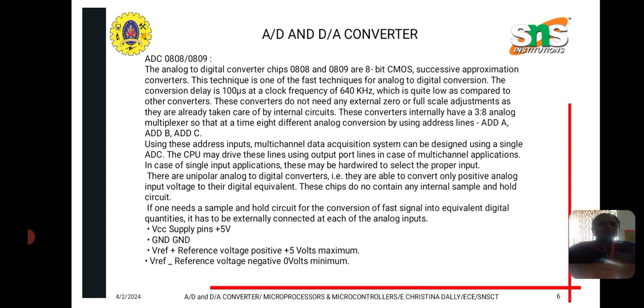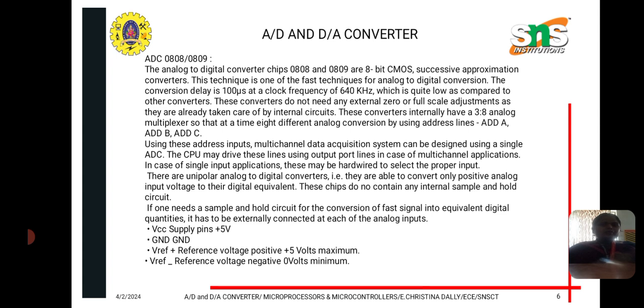Here we are having some of the pins. The ADC we are mentioning is 0808 or 0809. So here we have the successive approximation converters, and this technique is one of the fast techniques for A to D conversion. The conversion delay is 100 microseconds at the given clock frequency, and it is quite good compared to the other converters. These converters do not need any external zero or full scale adjustments. Using the address inputs, a multi-channel acquisition system can be designed using a single ADC.